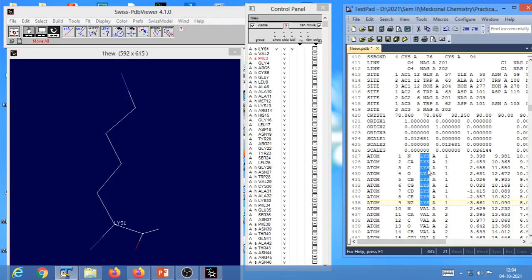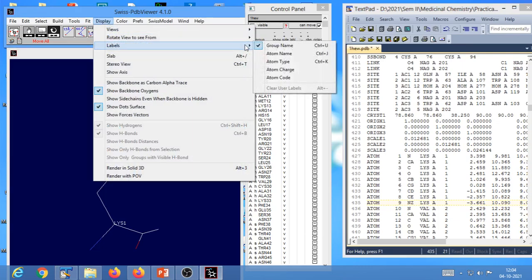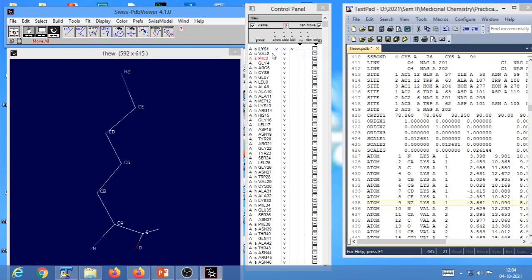Now, in order to understand in more detail, we have just labeled the amino acid residue and the number. For the sake of simplicity, you can display the labels as atom names so that you can visualize what the different atoms present are.